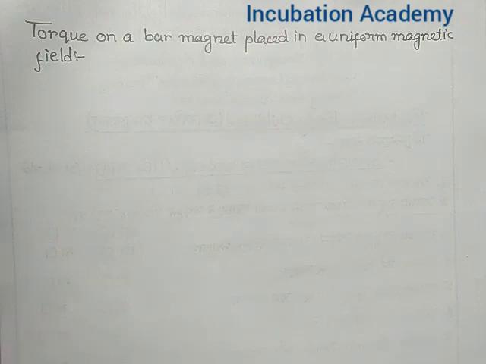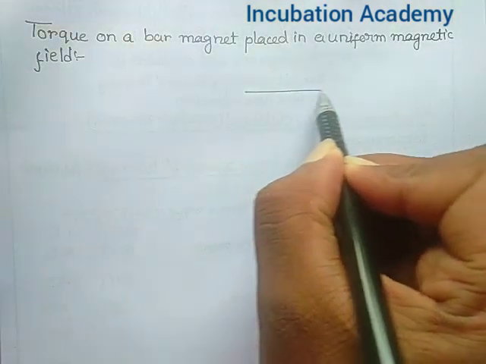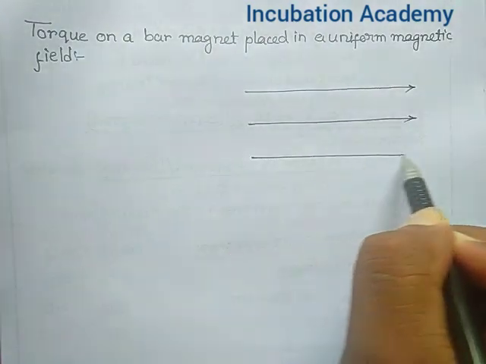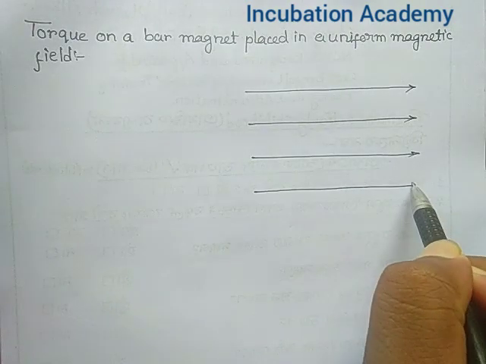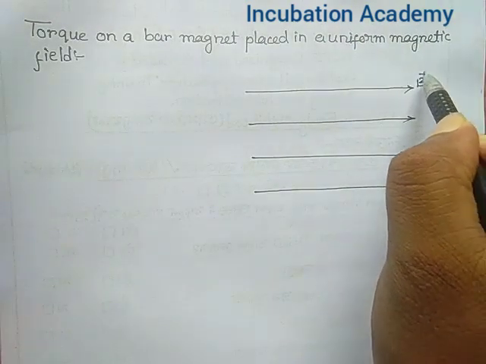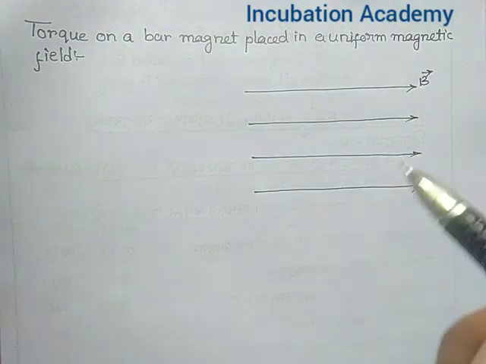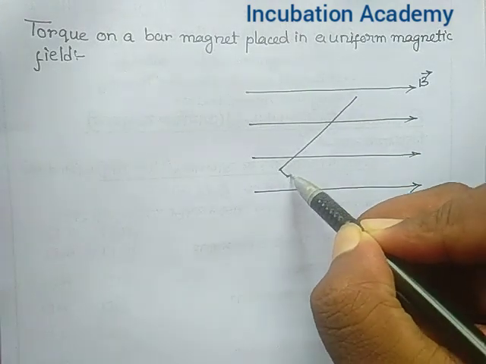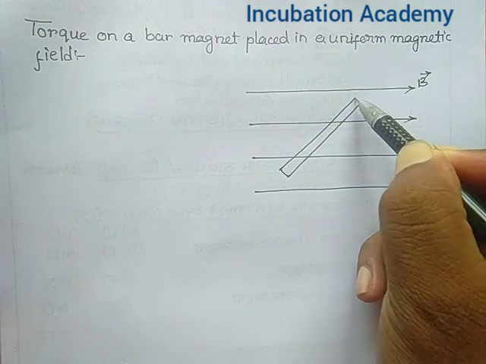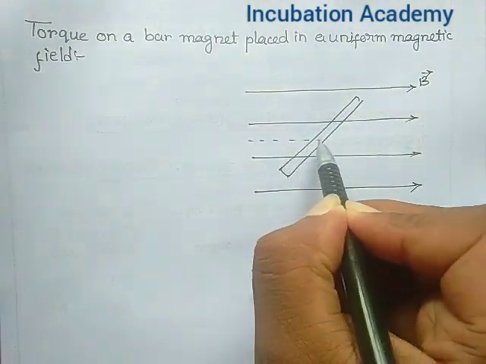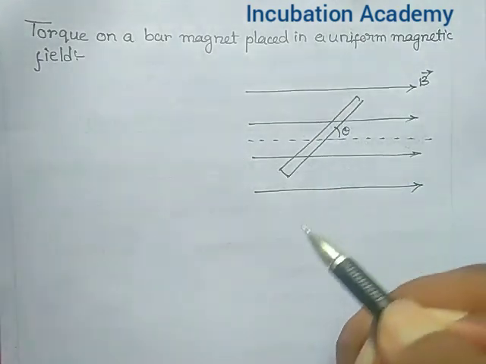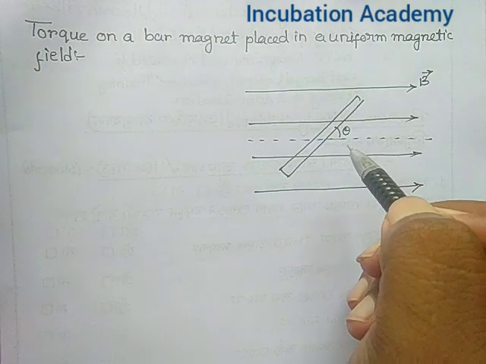Torque on a bar magnet placed in a uniform magnetic field. So let us consider this is my uniform magnetic field. The magnetic lines are equally spaced, that means it is a uniform magnetic field. Let us consider this is the bar magnet. Its length makes an angle theta with the direction of the magnetic field.